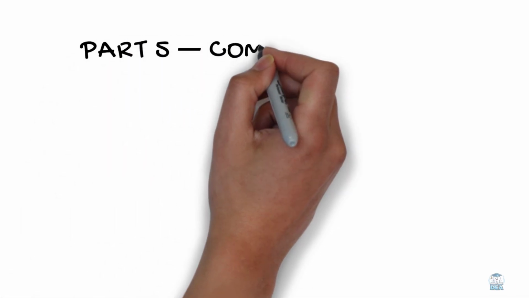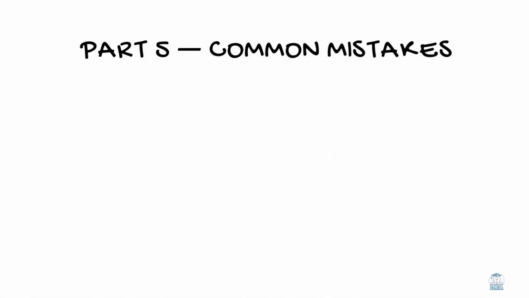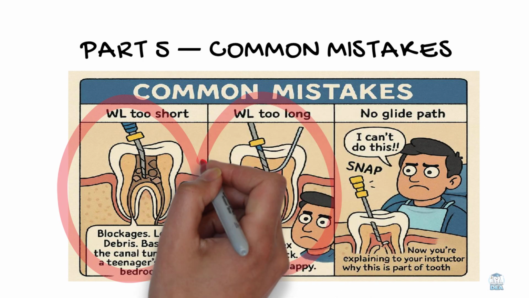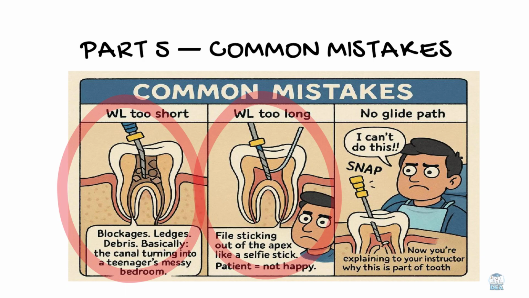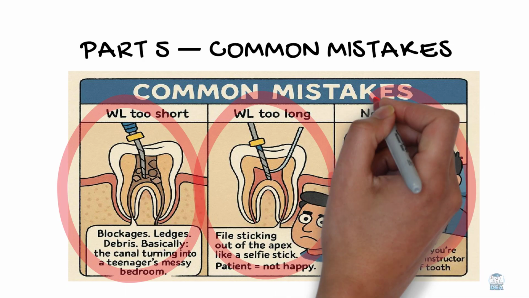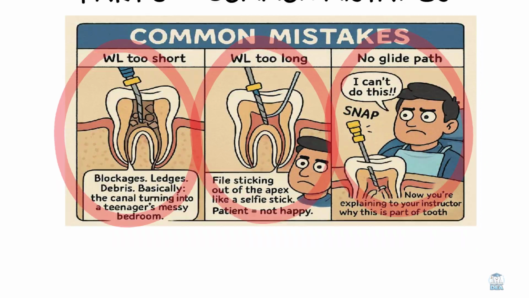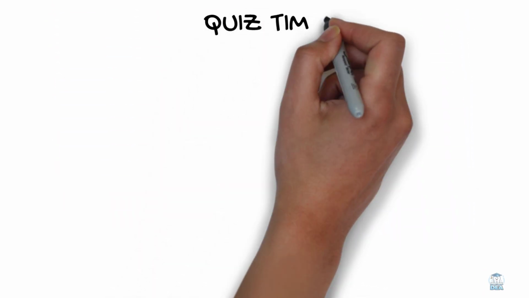Now, common mistakes. First mistake, working length too short. This happens due to blockage, debris, ledges, or inaccurate readings. Second, working length too long. You've accidentally pushed through the apex, causing irritation and post-op pain. Third, no glide path. This leads to transportation, ledges, and worst of all, broken files. Nobody wants that.